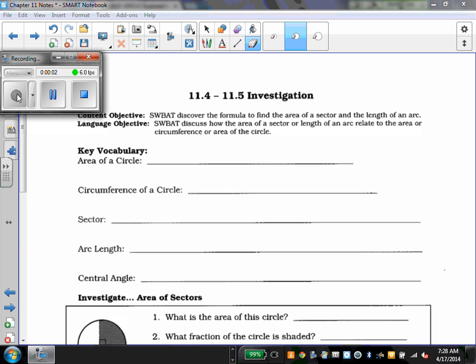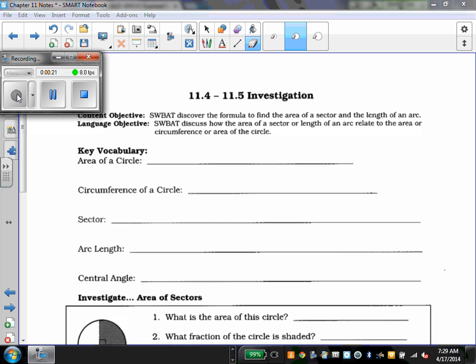All right, everybody. First video for 11.4 and 11.5. These sections are both about circles. One is about area of circles, and one is about circumference of circles. But also not just of the whole circle, but parts of the circle as well.